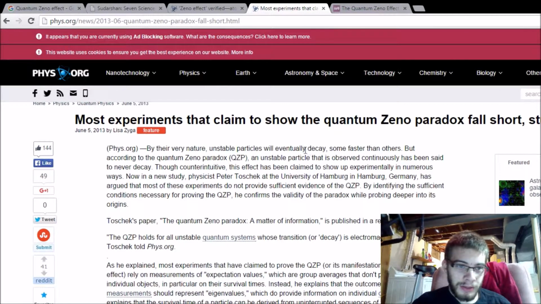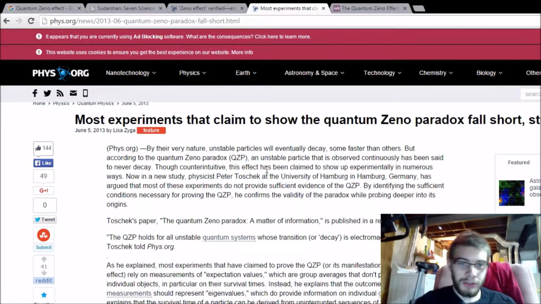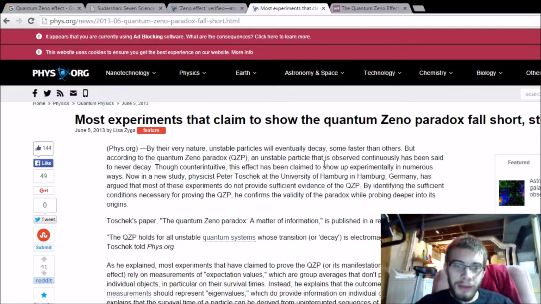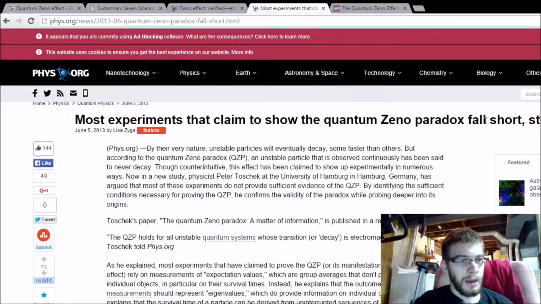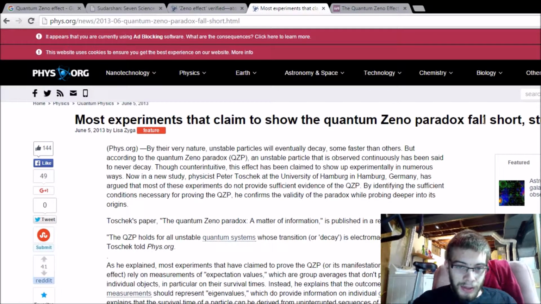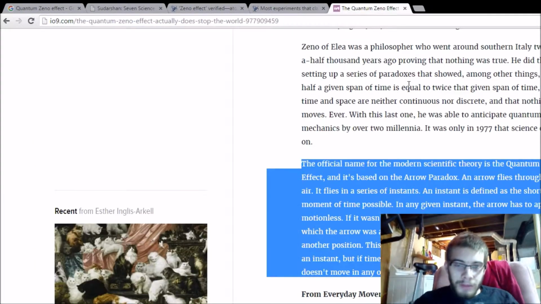By their very nature, unstable particles will eventually decay, some faster than others, but according to the quantum Zeno paradox, an unstable particle that is observed continuously has been said to never decay. Though counterintuitive, of course, you may be thinking the opposite makes more sense. This effect has been claimed to show up experimentally in numerous ways. Now, in a new study, physicist Peter Toschek at the University of Hamburg in Germany has argued that most of these experiments do not provide sufficient evidence of the QZP. So this is just one guy who says they fall short, even though there have been experiments in the past. That just makes you question what you think about this. Again, you can read this for yourself.